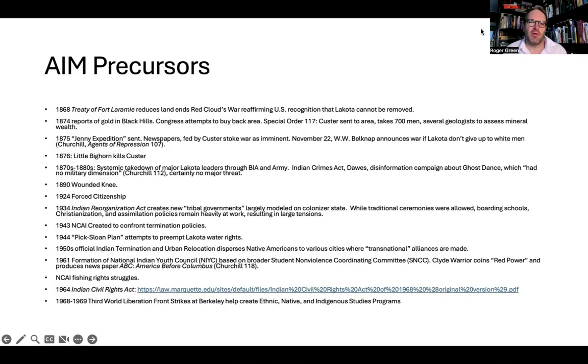They're going to come wipe out all of the settlers who are, of course, squatting in native land that has been made through treaty with the United States. November 22nd in 1875, W. W. Belknap announces that there will be war if the Lakota don't give up to white men. And then in 1876, we get the Battle of Little Bighorn, which of course kills Custer.